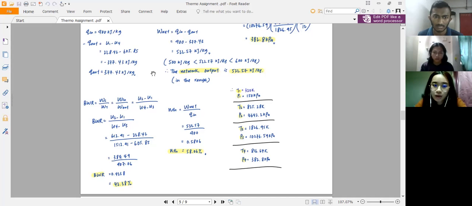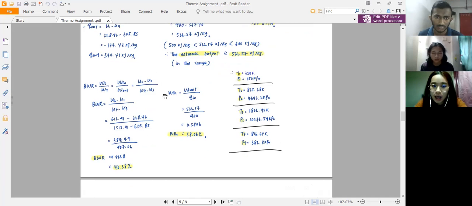So the back work ratio is equal to the work consumed by the compressor over the work produced by the turbine. So it means it's equal to W in over W out, which is U2 minus U1 over U4 minus U3. We substitute the values in and obtain the BWR is equal to 0.4238, which is 42.38%.